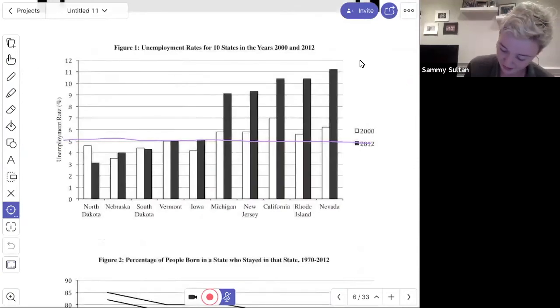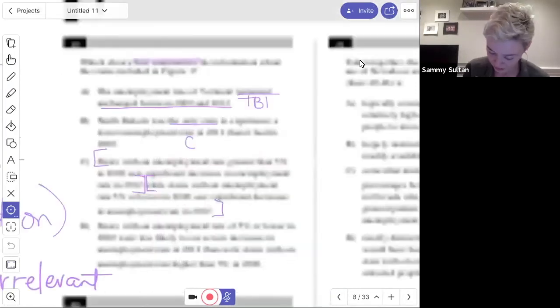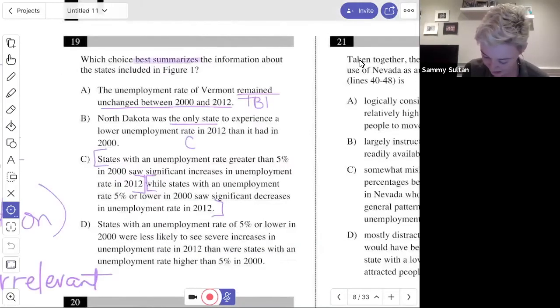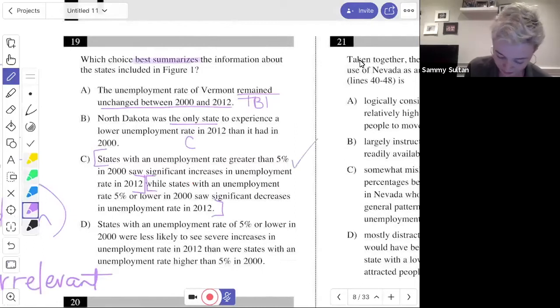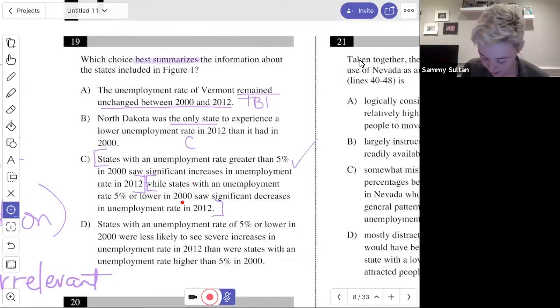So I'd say that checks out. All of them did, in fact, increase going from 2000 to 2012. So, okay, so far so good. Now let's see this. While states with an unemployment rate 5% or lower, first let me check that off, 5% or lower, so probably the left side of the graph, in 2000 saw significant decreases in unemployment in 2012.